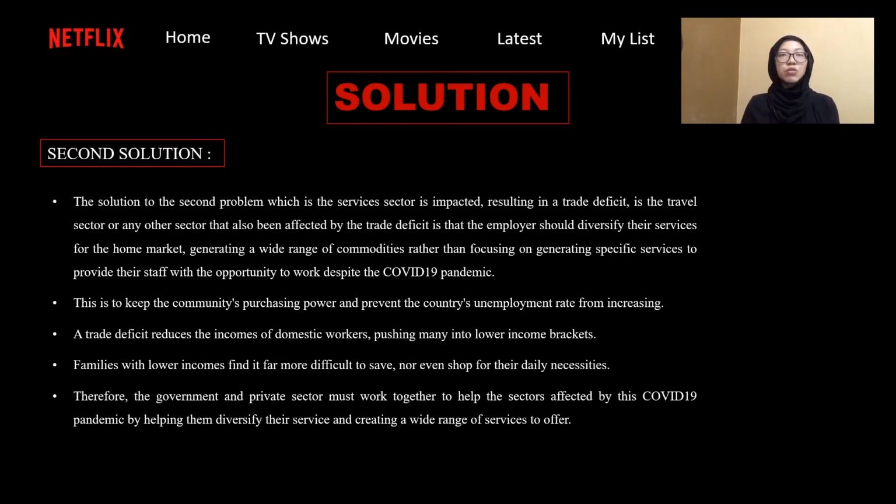This shows how AirAsia managed to help their employees by diversifying their services to help decrease the trade deficit in services, especially for the travel sector. Diversifying the economy is important to prevent the country from depending on one sector only. Therefore, this is the best solution to solve the problem of trade deficit in services that can be taken into account for use at this time.